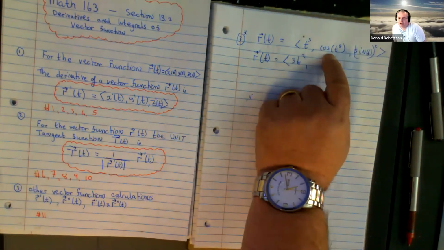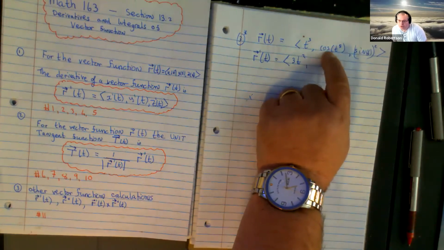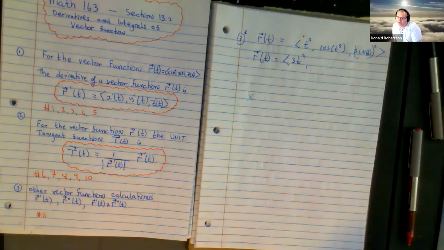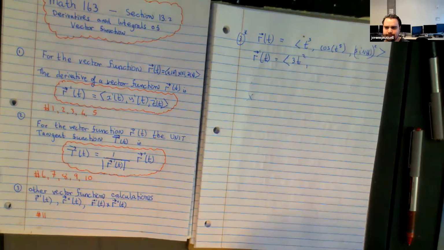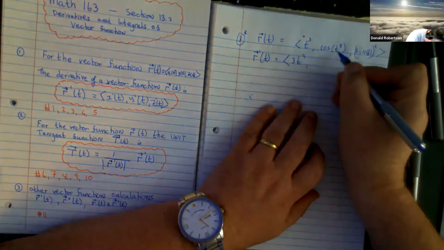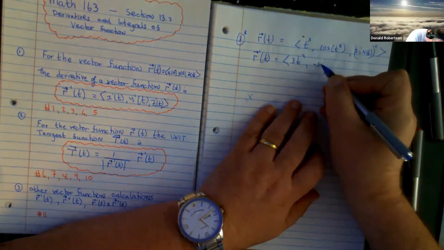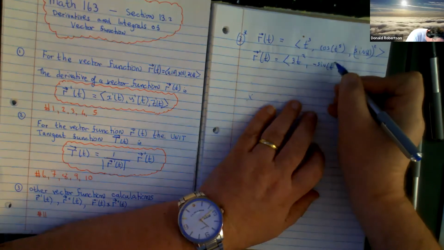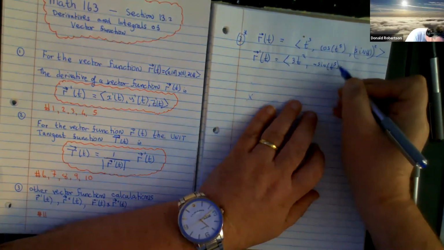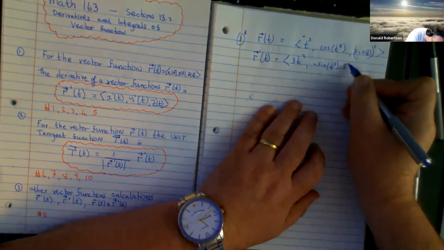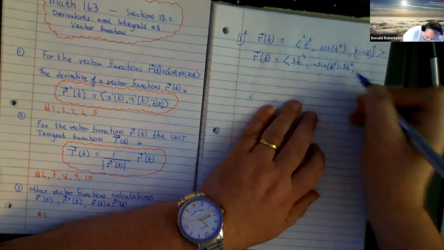What method will you use to differentiate the cosine of t to the 5? Chain rule. Right, so you differentiate the cosine of this guy, you'll get negative the sine. That's what you get when you differentiate a cosine. Followed by the derivative of this guy, which is 5t to the 4.